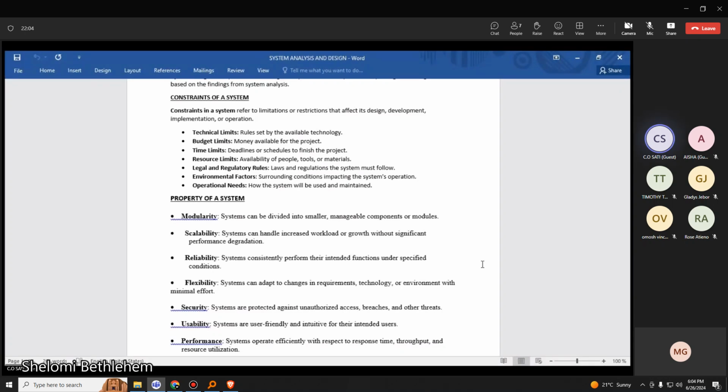Another property of a system we talked about was flexibility, and I will ask Ross to give us an explanation under the same. Ross, talking about flexibility. Systems can adapt to change.